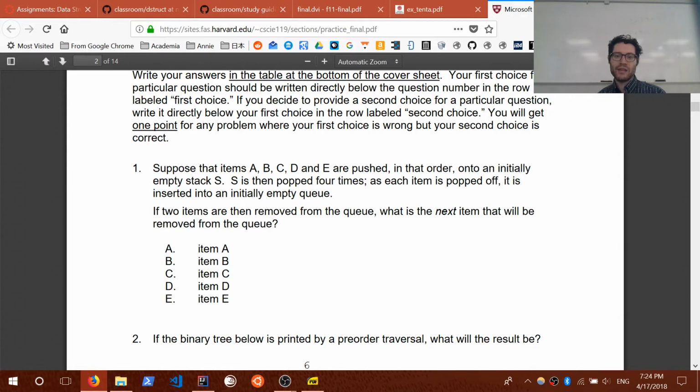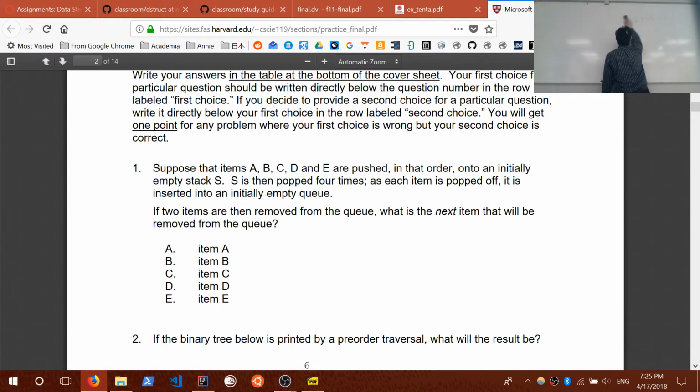Suppose you have items A, B, C, D, and E pushed in order onto an initially empty stack. You then pop the stack 4 times, and as every item is popped off, you put it into a queue. Dequeue 2 items from that queue. What is the next item that's removed from the queue? If you're trying to solve this in your head, forget about it. Don't bother with it. You've got paper.